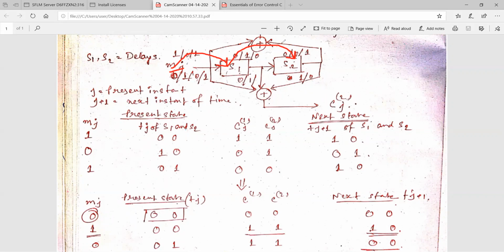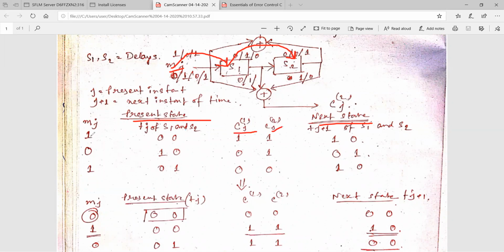Here in this table you can see that MJ is the message input bit at J instant. This is the present state of S1 and S2, and this is the next state. So you have to draw this table like this. First of all, you write MJ, then the present state of S1 and S2, the next state of S1 and S2, and this is C1J and C2J, the corresponding output.